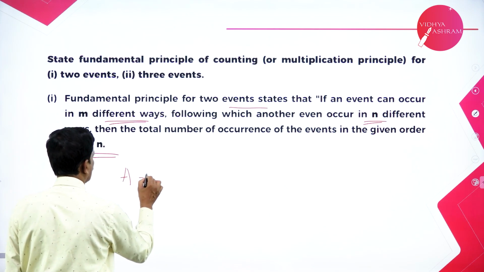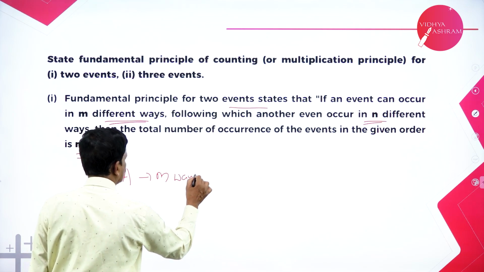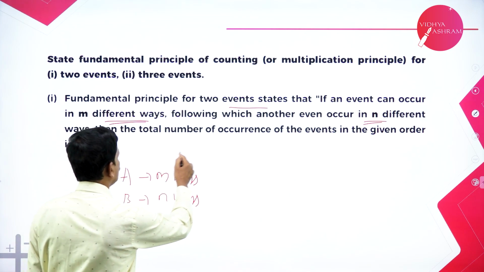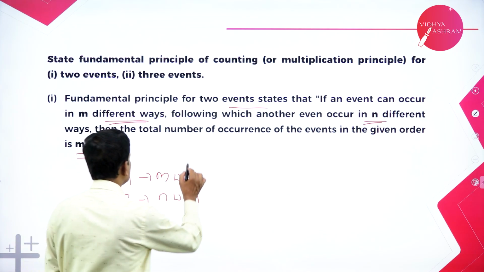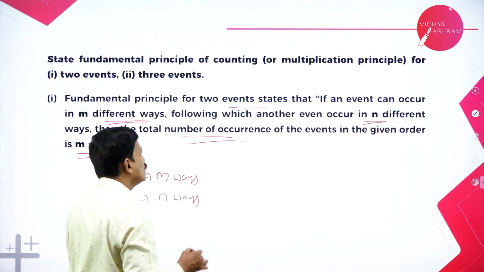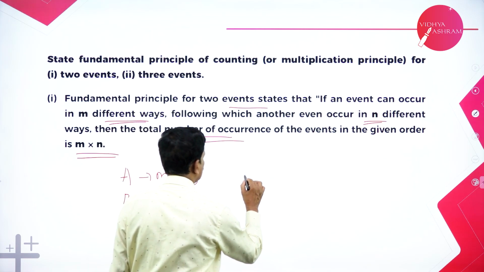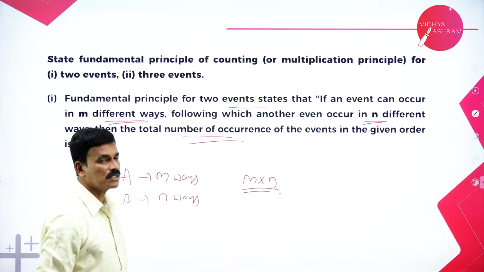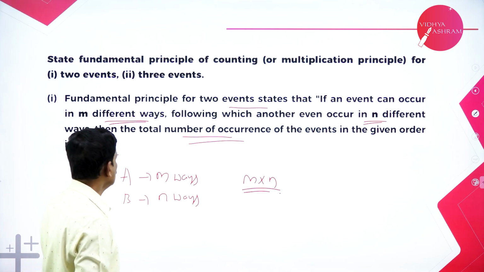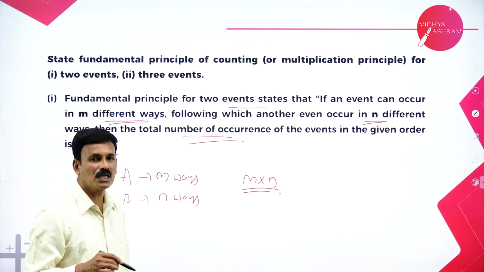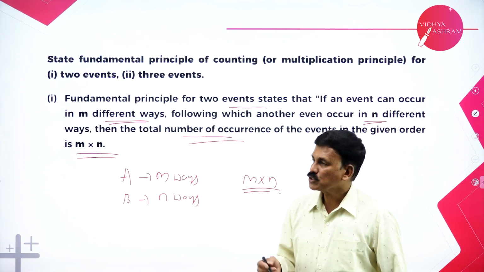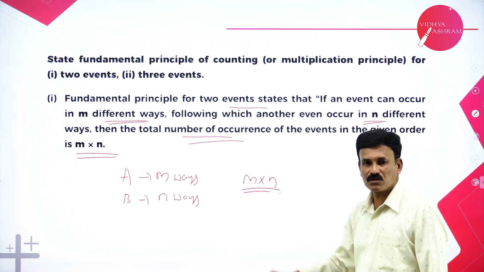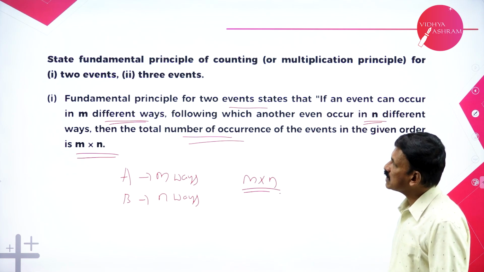Suppose if an event A occurs in m ways, then another event B occurs in n ways, then the total number of occurrences of the event in the given order is always equal to m into n. So this is called the fundamental principle of counting, or the multiplicative principle. Now let us take an example.